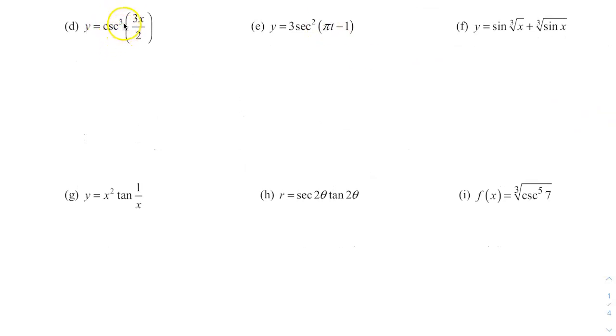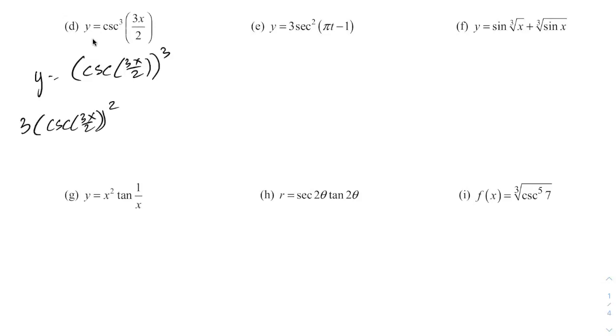Next one, cosecant cubed 3x squared. So remember, I'm going to rewrite this to make it y equals cosecant (3x over 2) cubed. So now I got to take the derivative of this. So it's like a double chain rule. So bring the 3 down, leave the inside alone. Now we're going to times it by the derivative of the inside. Now the inside, the thing I left alone was this guy. That in itself is a chain rule.